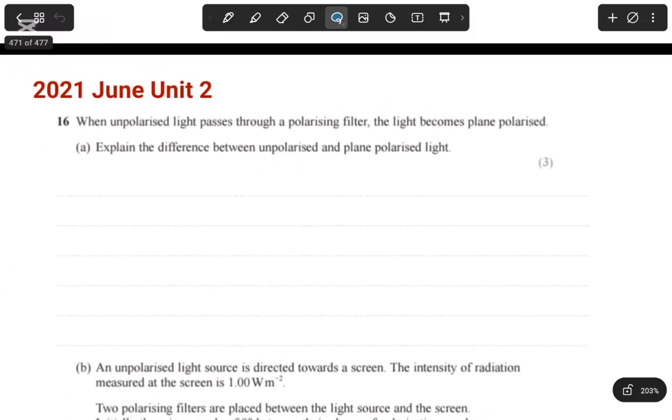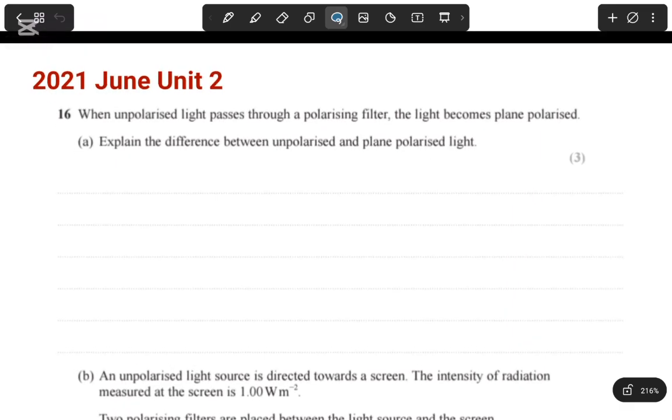So this is question number 16. It says, when unpolarized light passes through a polarizing filter, the light becomes plane polarized. And they tell you, explain the difference between unpolarized and plane polarized light. This is a repeated question and it has the same mark scheme every year. So I'm just going to write it down and I hope you understand it.